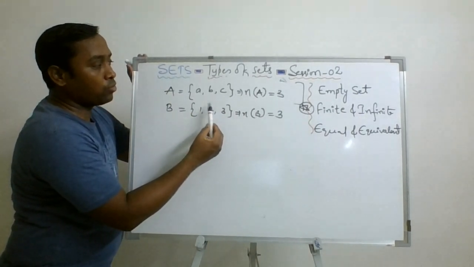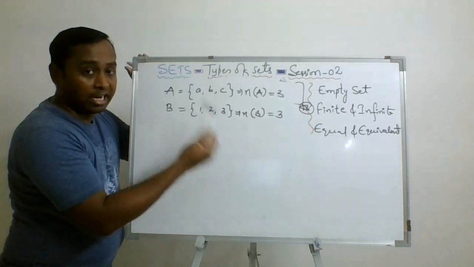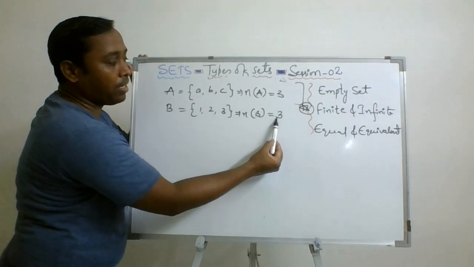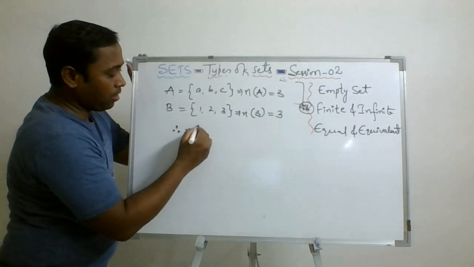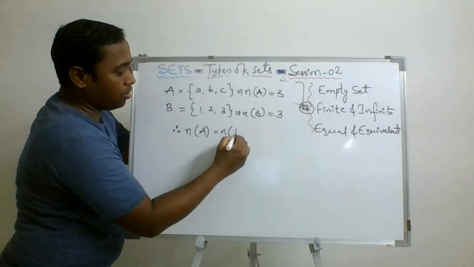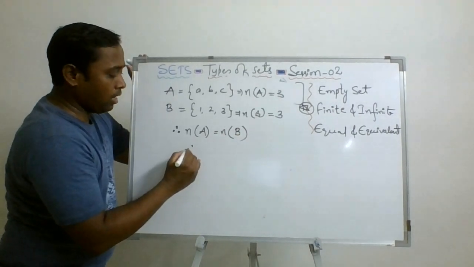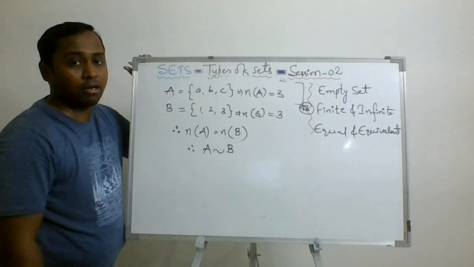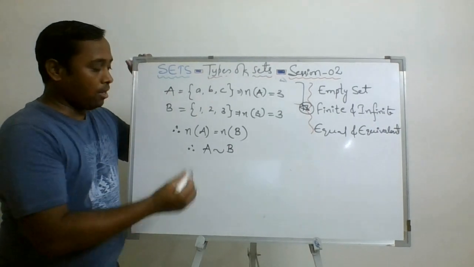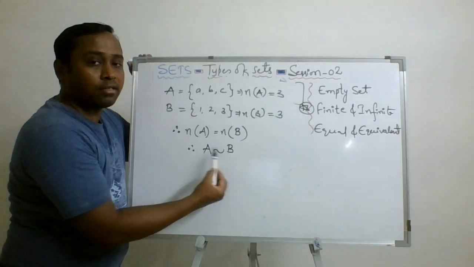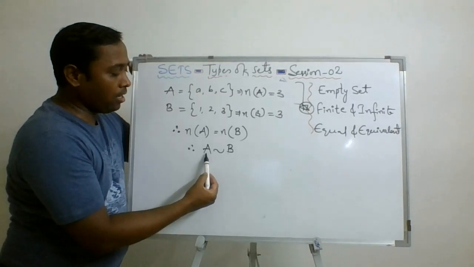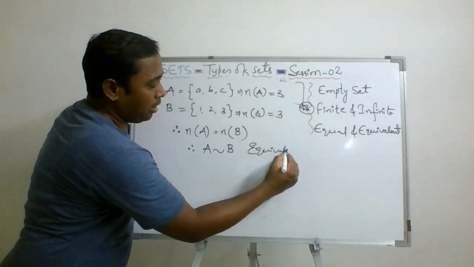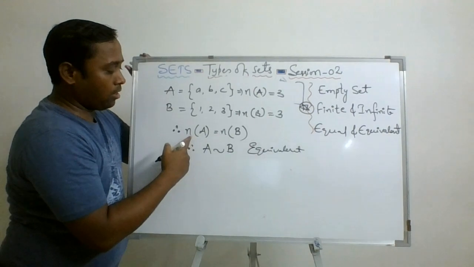I'm just interested in the numbers, not the elements. The number of elements in set A is 3, and in set B is 3. Hence we can say n(A) is equal to n(B). Therefore, sets A and B are called equivalent sets. They are similar, not congruent. We say A is similar to B. In set theory language, similar means equivalent, because their cardinal number is the same.